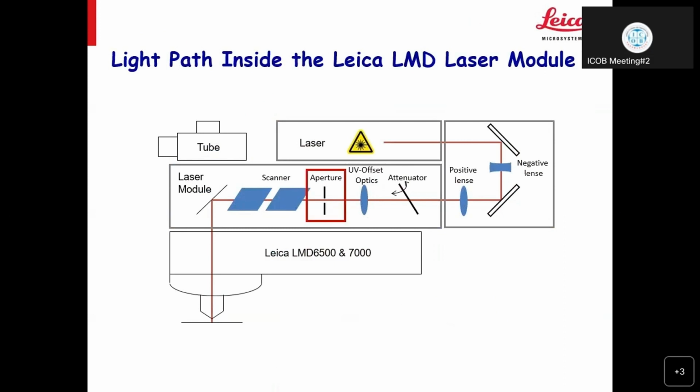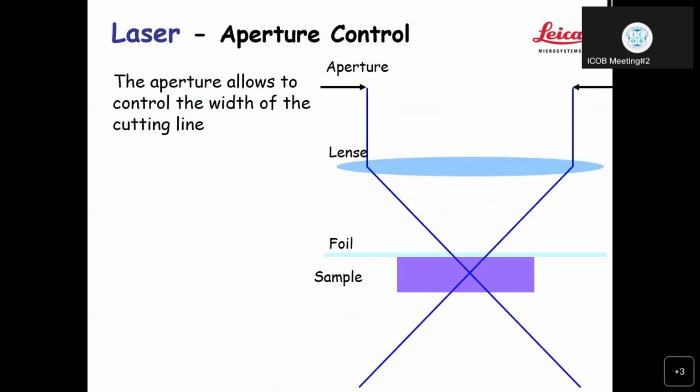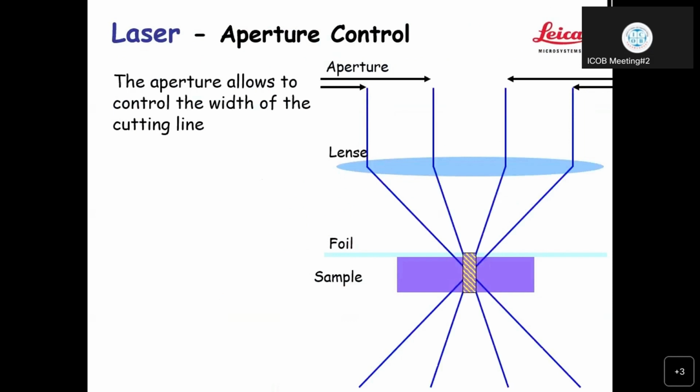How does the laser aperture actually work? The laser aperture allows the direct control of the cutting width. If the laser aperture is bigger, the width of the cutting line will be wider. If the laser aperture is smaller, the width of the cutting line will be narrower.